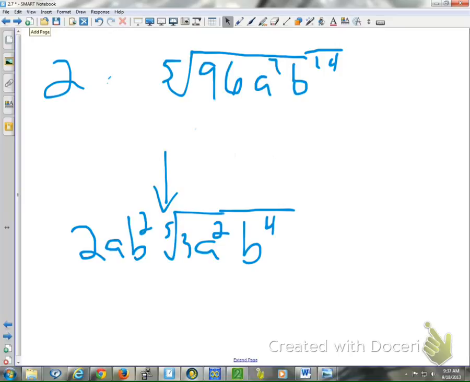Now, if you stopped here, you were almost done. Answer yourself. I'm not telling you. The 2 from the beginning comes down. It'll be 2 times that, which will make that actually, what's 2 times 2? 4. So it'll actually make it 4ab squared times the 5th root of 3a squared b to the 4th. That is the finished product.